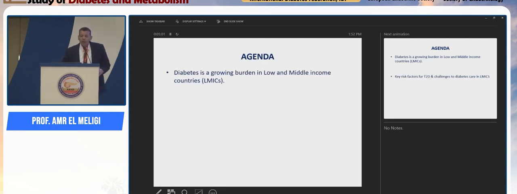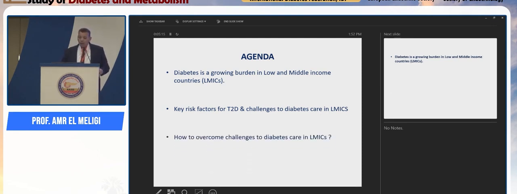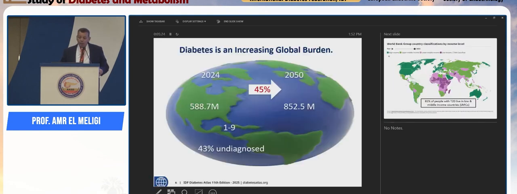My agenda: diabetes is a growing burden in low and middle income countries. I will speak about key risk factors for type 2 diabetes and the challenges to diabetes care in low and middle income countries. Also, how to overcome the challenges to diabetes care in low and middle income countries.